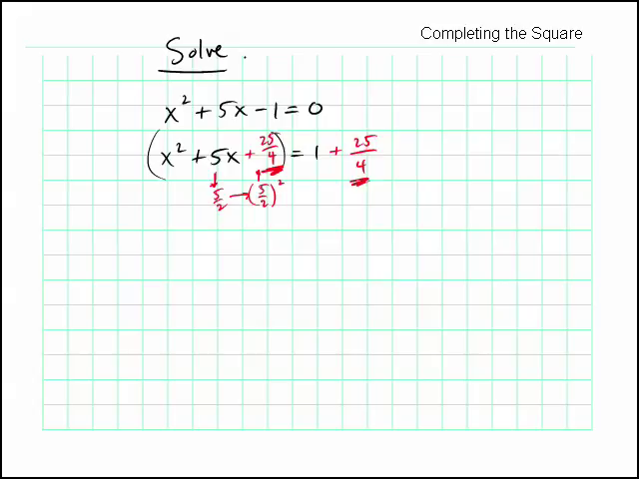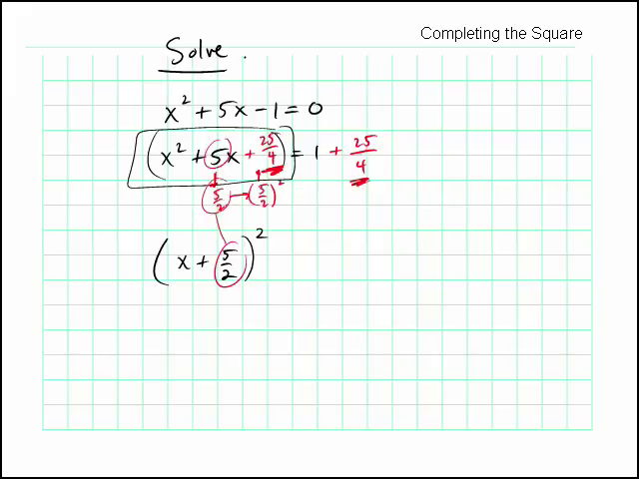Now this left side does factor to a perfect square. It's x plus 5 halves times x plus 5 halves. And an easy thing to remember what number goes here, it's always this b term divided by 2. So that's that number right there. It's b over 2 there. It's always half of that.